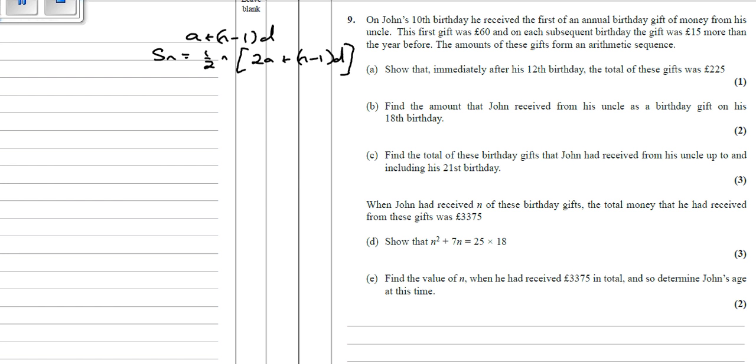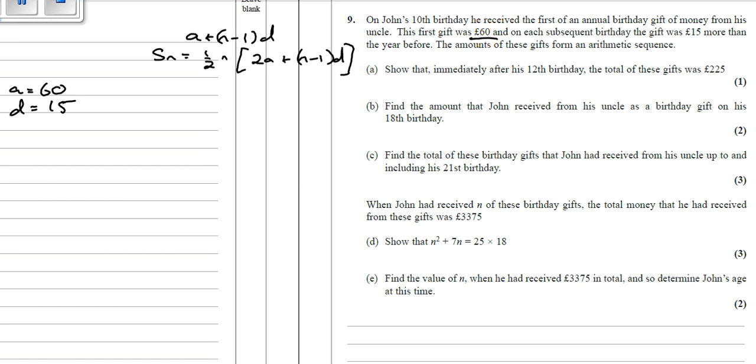So on John's 10th birthday, he received the first of an annual birthday gifts of money from his uncle. The first gift was £60, so the first thing I'm going to write down is that a equals 60. The wordy questions are tricky, but if you break them down and write down the information as and when you get it, it tends to help. On each subsequent birthday, the gift was £15 more than the year before, so the difference each year is going to be 15.